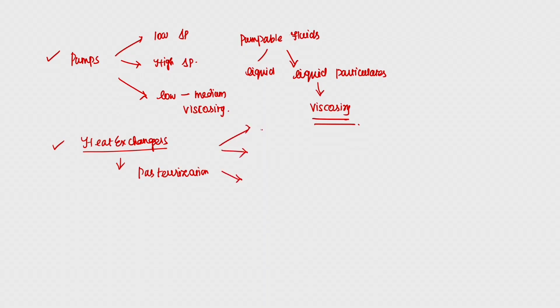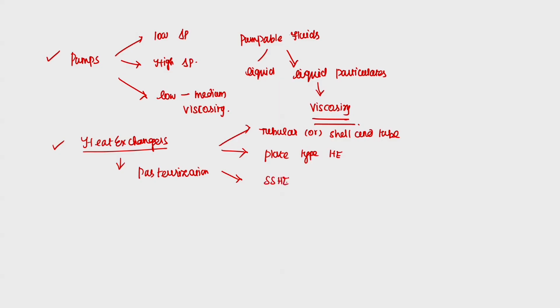One is tubular, or shell and tube. Another one is the plate type heat exchanger. The other category is the SSHE, scraped surface heat exchanger, right.